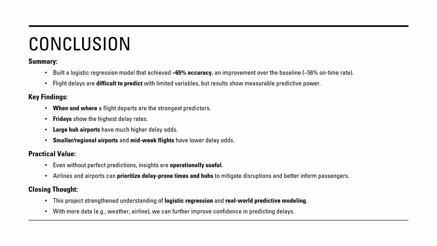Some of our key findings include that the most impactful predictors turn out to be when and where the flight departs. We found that Friday is the worst day for delays, and large hub airports massively increase delay chances. So to answer our question, can we predict flight delays? To a degree, yes, we can, especially if we know the airport and the timing. We can flag higher risk flights, but there's still a lot of unpredictability remaining.